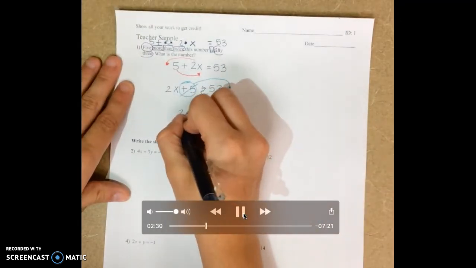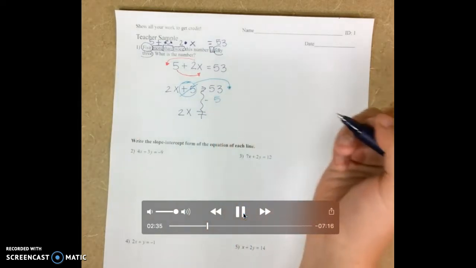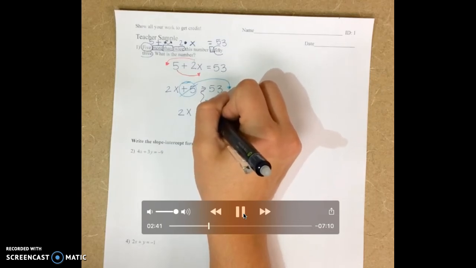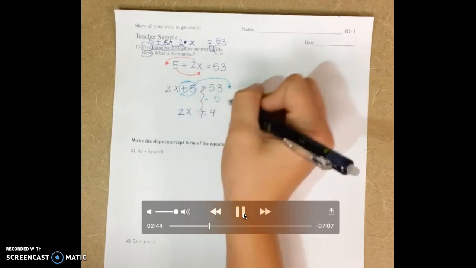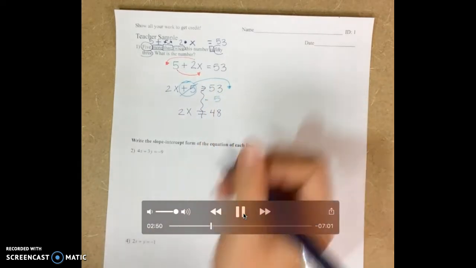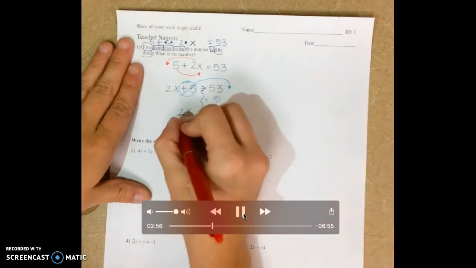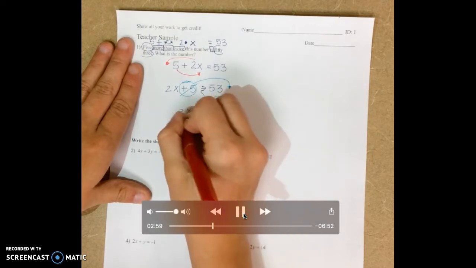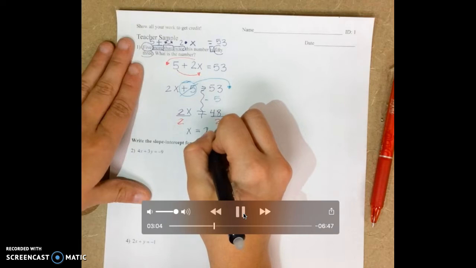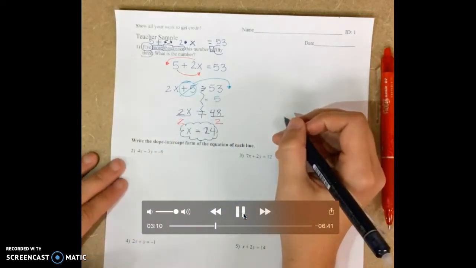So I end up with 2x by itself on this side equals 53 minus 5. Okay, 53 minus 5. You're going to end up with 48. And then you're going to divide by 2 so that you can get the x by itself. And you end up with x equals 24. And that's your answer.